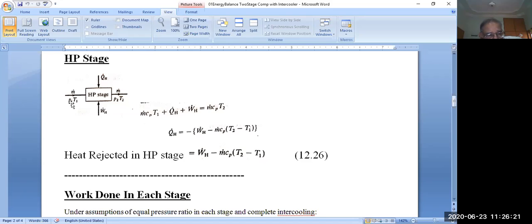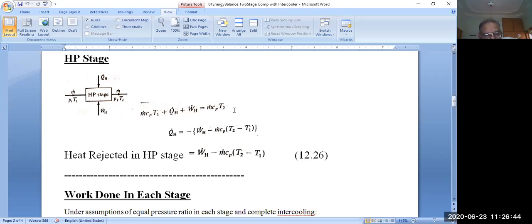Now, energy in is equal to energy out. You see, this is in, this is in, this is out, this is out. So we have three in and one out. So m dot Cp T1 plus Q dot H plus W dot H are in, so they come on the left side. Energy out is only one term, m dot Cp T2.